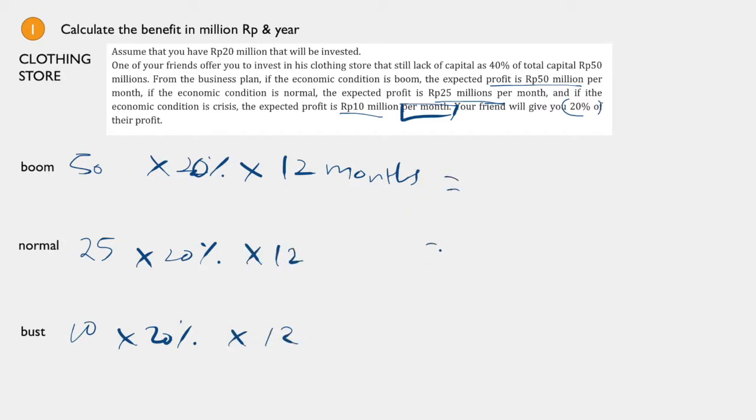Okay, if we calculate this all, we will receive 120 million when it's boom, 60 million when it's normal, and 24 million when it's bust. So these are the payoffs that we will receive from choosing the clothing store on each boom, normal, and bust economic condition.